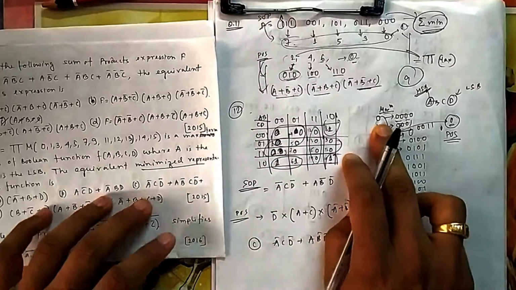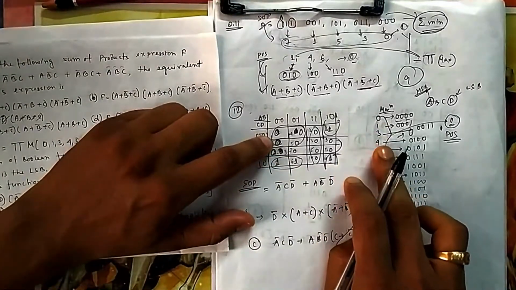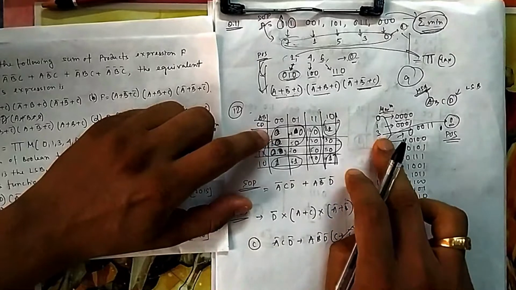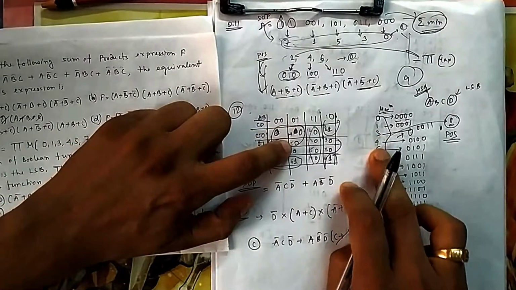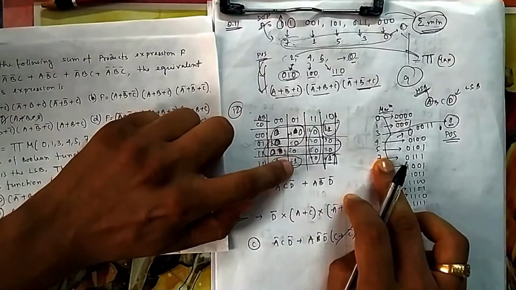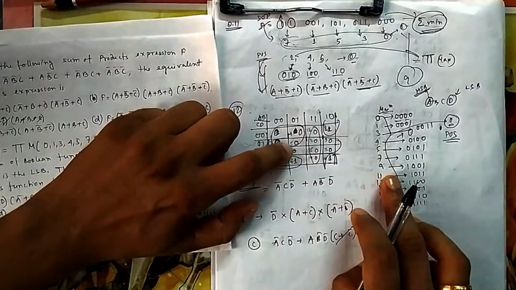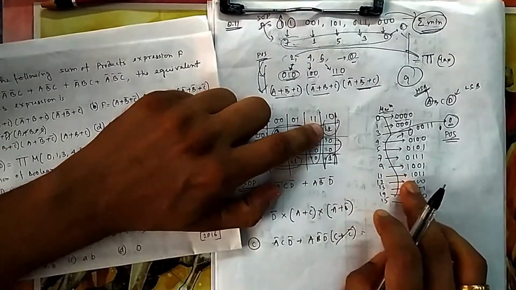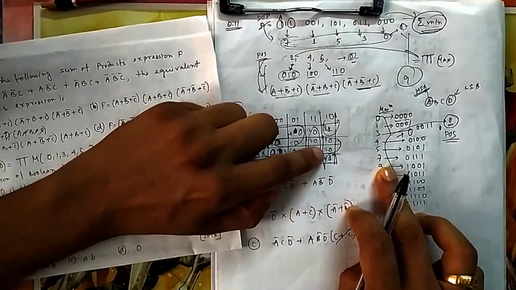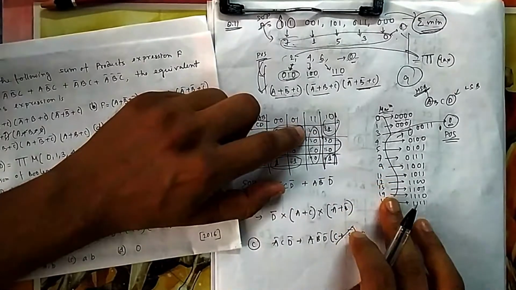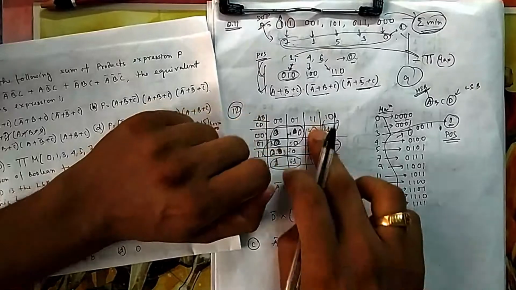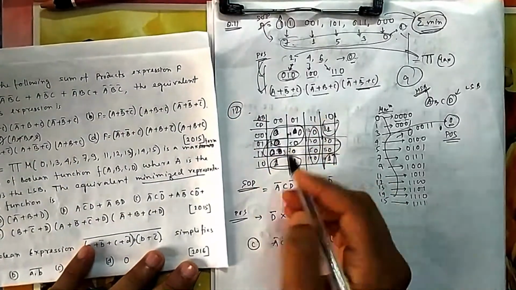So all these positions I put 0: 0, 1, 0, then 4, 0, 3, 0, 4, 0, 5, 0, 6, 0, 7. 6 is 1, 6 is not there, 7 is 0, then 8 is not there, 9 is 0, 11 is 0, 12 is 0, 13 is 0, 14 is 0, 15 is 0. All zeros I have put. So the rest are 1. So the rest I have given 1.